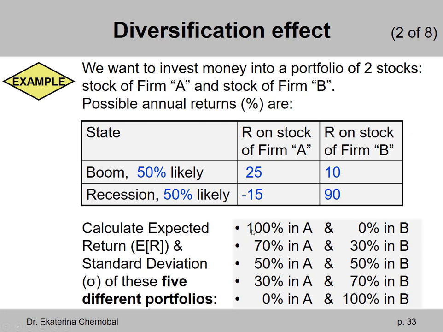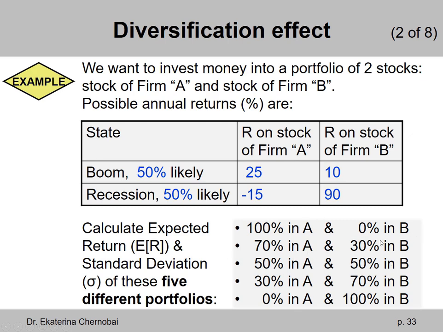The first portfolio is 100% invested into A and 0% into B. In other words, all of our money goes in buying A. So B is not even in the picture. The second portfolio is 70% of money invested into A and then 30% into B. The third portfolio is equal weights, 50-50. The fourth portfolio, 30% in A and 70% in B. And the fifth portfolio, 0% of money invested in A and 100% of money invested in B.